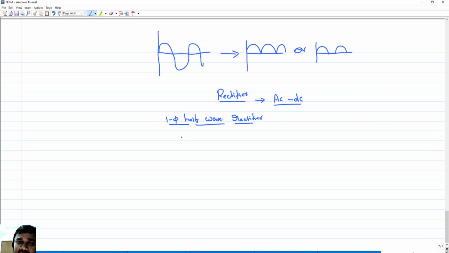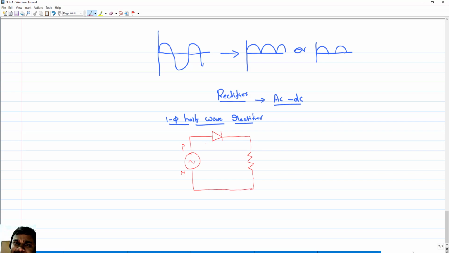In this single phase half wave rectifier, I am assuming I have an alternating power supply with phase and neutral. In this alternating power supply I am placing a diode, and then a certain amount of resistive load, a diode with resistive load. Then let us see what happens.